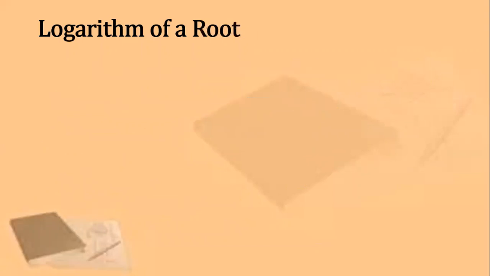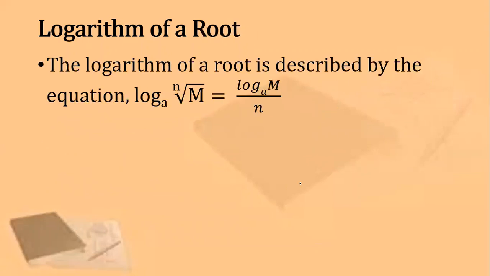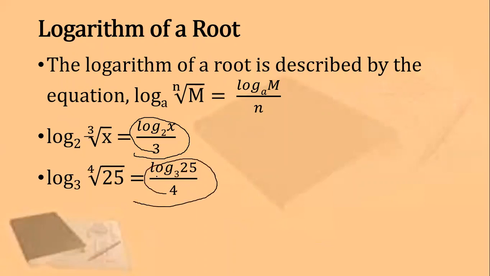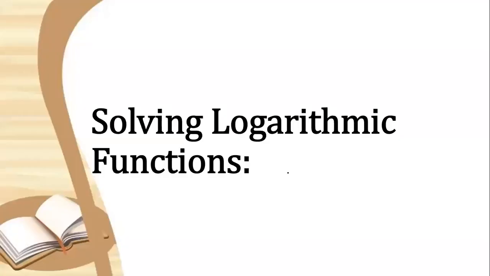Okay? Logarithm of a root. So, what happens is the index becomes its denominator. This is the expanded form of logarithm of cube root of x to the base 2. And this one is the expanded form of logarithm of fourth root of 25 to the base 3. So, if we don't see an index here, meaning 2. Automatically, that is 2.